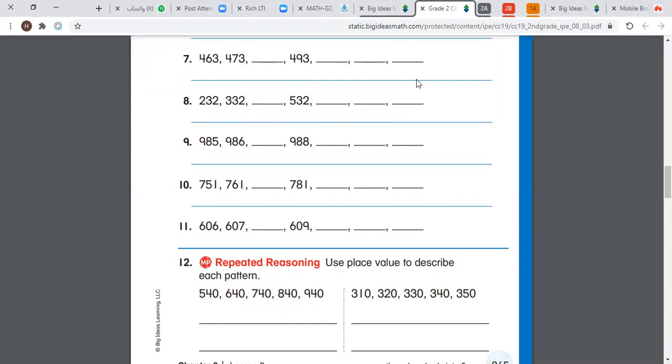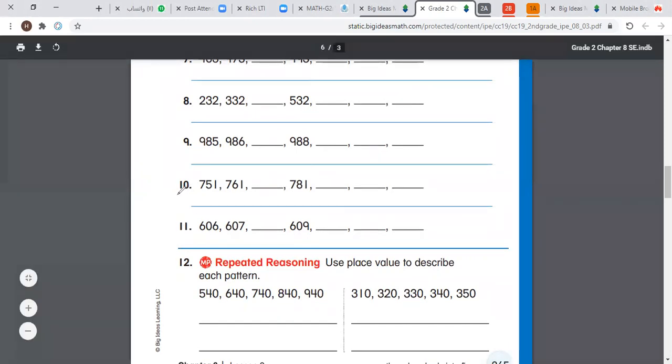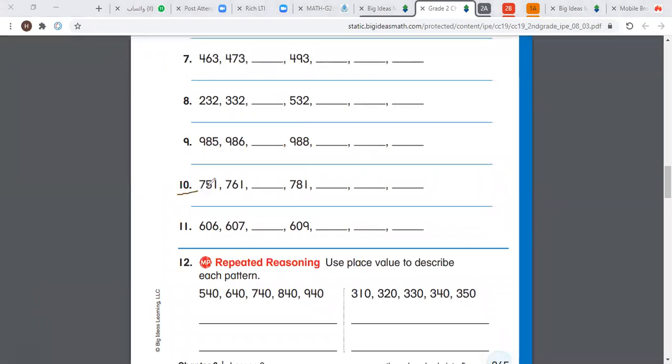Grade 2, I leave number 10 and number 11 for you. Answer them by yourself. I think it's easy. Here we count by 10. Can you see? We have 700, 5 tens, 6 tens, 7 tens, 8 tens, 9 tens. Then make plus 10 to get the next one. But here we increase by 1 because here we have 6 ones, then 7 ones, here 9 ones. So make plus 1, plus 1, plus 1.